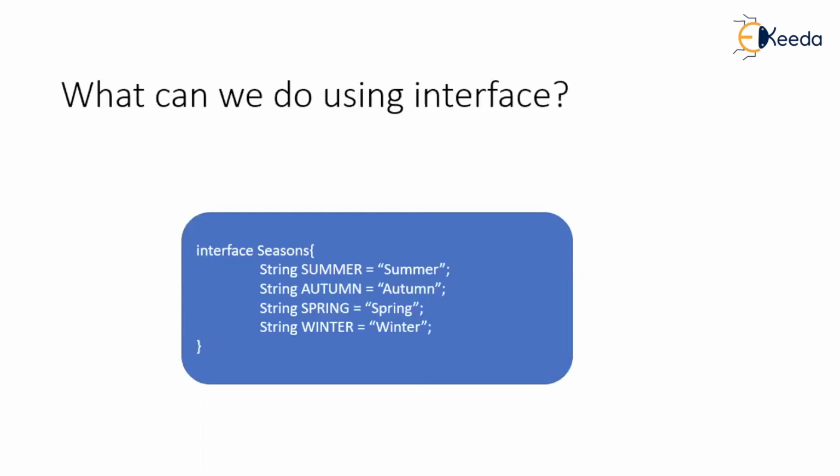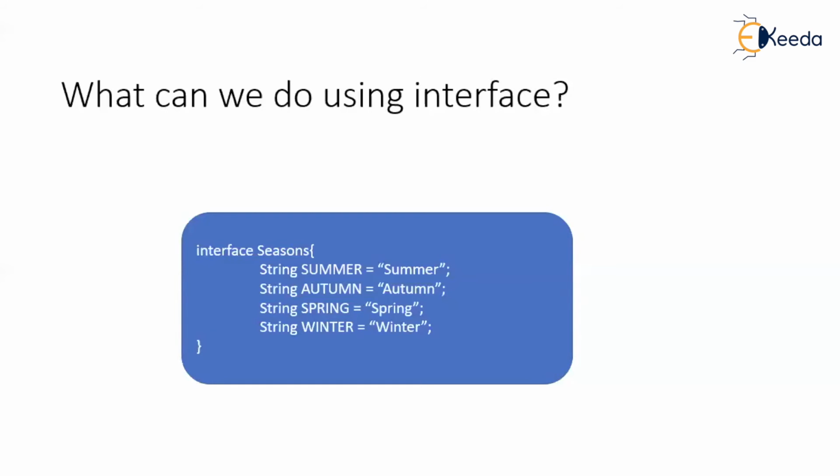So here I'm creating an interface named seasons, and there I will specify the constants. Now what I want to represent over here is a season. What type of variable am I declaring over here? It is a string representing the name of the season. Next, whenever I want to create any class which is going to make use of this particular interface, that class needs to implement that interface. When a class implements an interface, there is a relationship.